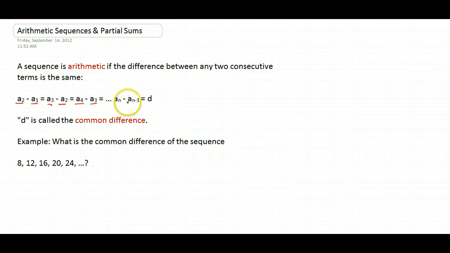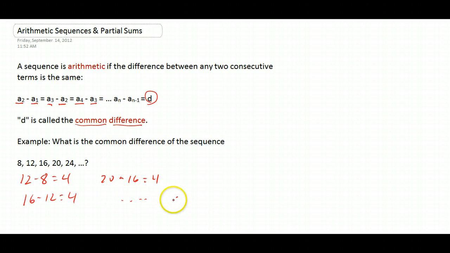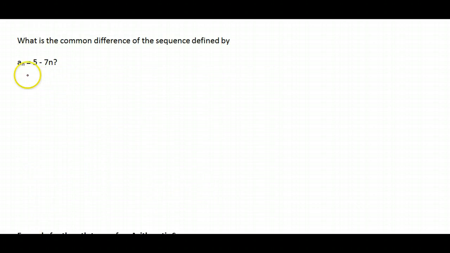So if I take any two terms that are next to each other and subtract, and I get the same number d, that's called the common difference. In other words, to get each term in the sequence, I'm just adding the same amount each time. So what's the common difference of this sequence? Well, 12 minus 8 is 4, and 16 minus 12 is 4, and 20 minus 16 is 4. So you can see the pattern here. So d is 4.